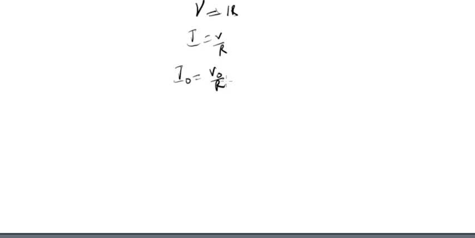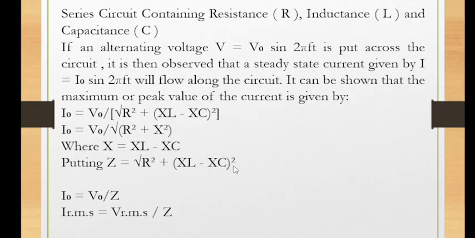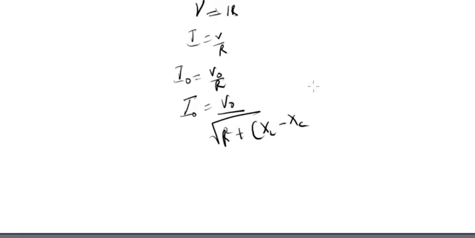Now we're talking about a circuit that has capacitive reactance, inductive reactance, and resistors too. So what are we going to have? I naught will be equal to V naught divided by the square root of R squared plus XL minus XC, all squared. Sorry, I forgot to put the square on that one. So that one is all squared.